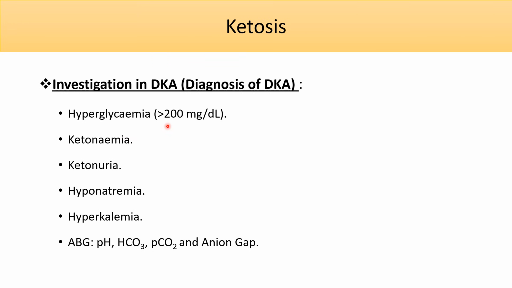That is, blood sugar level should be more than 200 with ketone body presence in the urine. So there will be increased ketone body in the blood, ketonemia, and increased ketone body in the urine, that is ketonuria. Apart from this, the patient will also have hyponatremia, that is reduced sodium level, hyperkalemia, increased potassium level, and metabolic acidosis, which can be detected by measuring the arterial blood gas analysis. So these are the investigations you have to do.